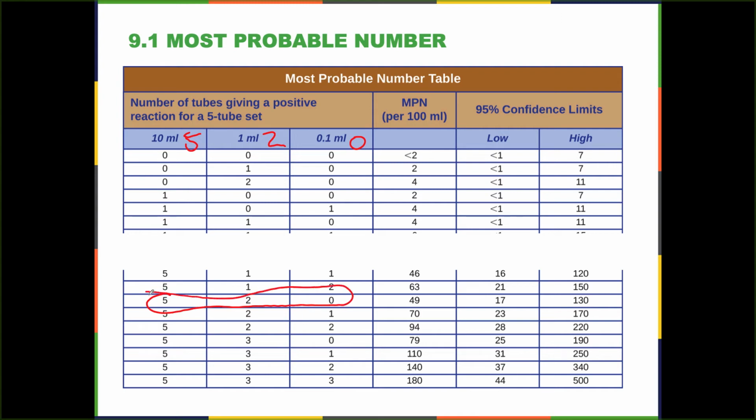5, 2, 0. Good. Which then means that the most probable number is that there are 49 cells per milliliter, probably, right? And they even give you this 95% confidence limit, right? So it's 49, but it could be as low as 17. It could be as high as 130. And within this range, you are 95% confident that your number lies somewhere within there, right?